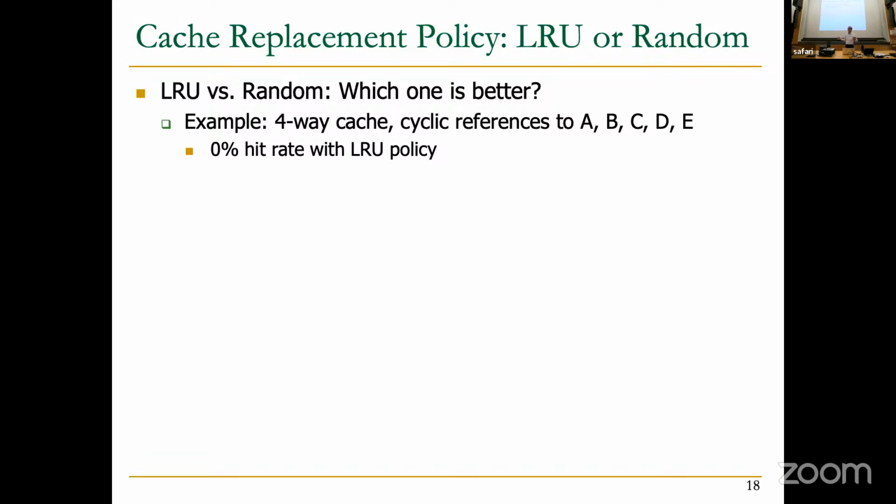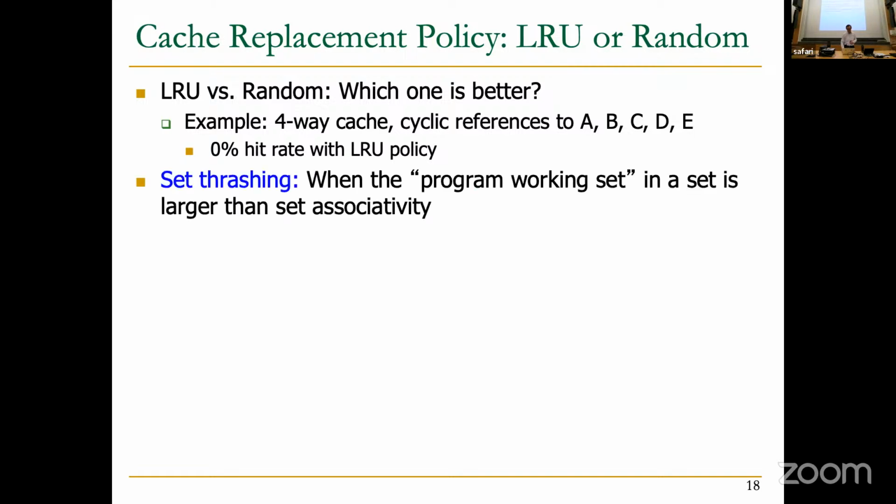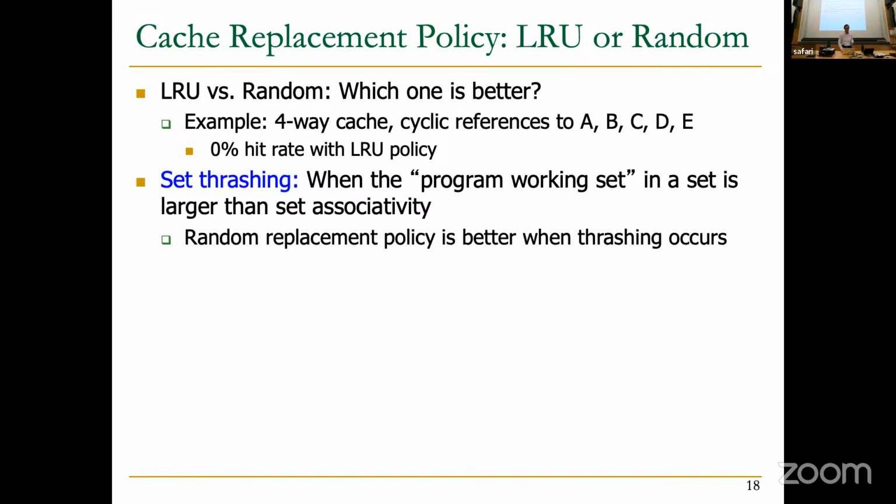house 4 different blocks inside that set, but you're really accessing 5 different things in the worst possible access pattern for LRU. A, B, C, D, E, A, B, C, D, E. Right? So whenever you're accessing something, you're evicting the thing that you're going to access later. So you get a 0% hit rate. You can convince yourself with this. Basically the program working set in a set is larger than the set associativity. That's the definition of set thrashing.